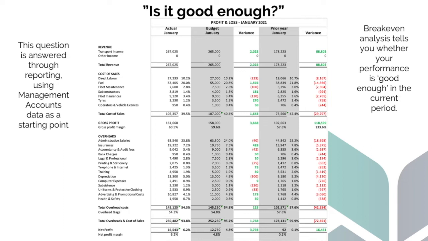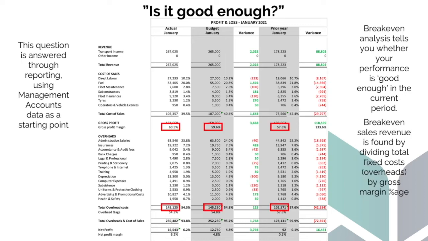So to do that, we use break-even analysis, but that only tells you if it's good enough in the current period. Break-even analysis means how much profit do we need to make in order to cover our fixed costs? And then from there, how much do we need to do in terms of sales to make that much profit? So ultimately, you arrive at a sales figure that will cover your costs if you achieve the margin you expect it to. So let's look at that in more detail. Break-even sales is found by dividing your total overhead costs or fixed costs by your gross margin percentage.